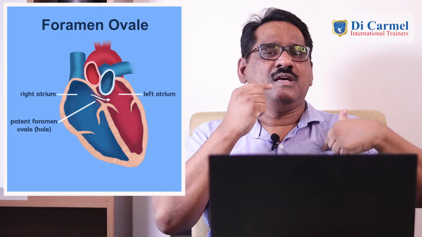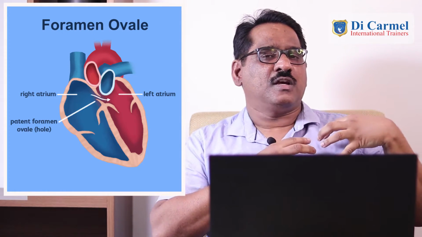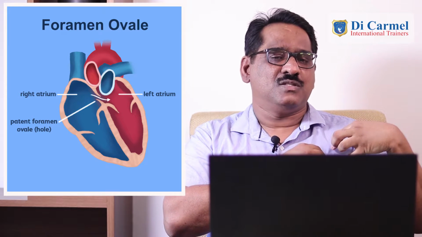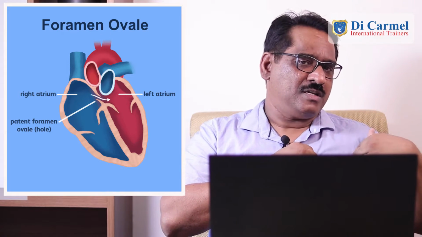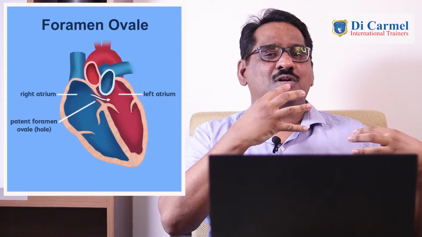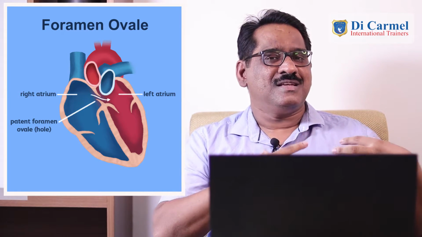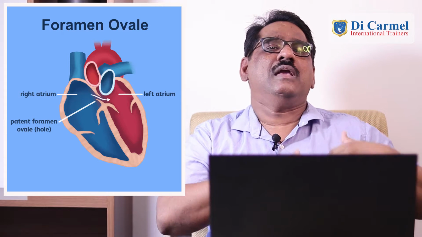The connection between the right atrium and the left atrium is the foramen ovale. So during fetal circulation, when such an opening exists, what happens? Blood will flow from the right atrium to the left atrium, a right-to-left shunt. Why? Because the pressure on the right side is more, and the reason is that the lungs are collapsed. When the lungs are collapsed, blood from the right ventricle cannot go into the lungs.